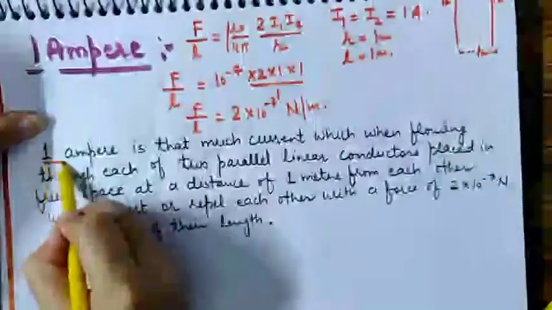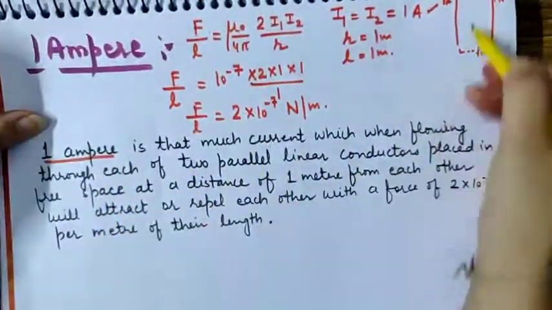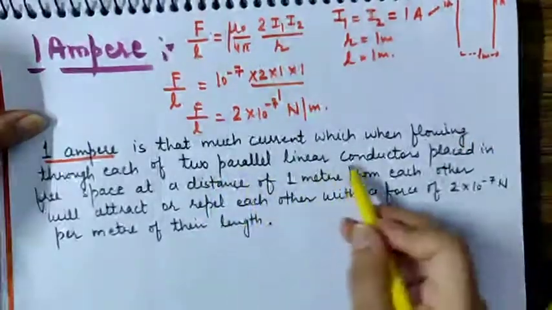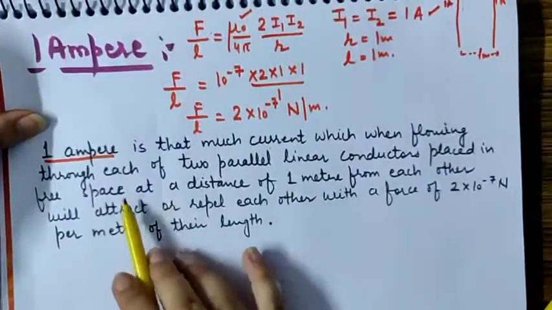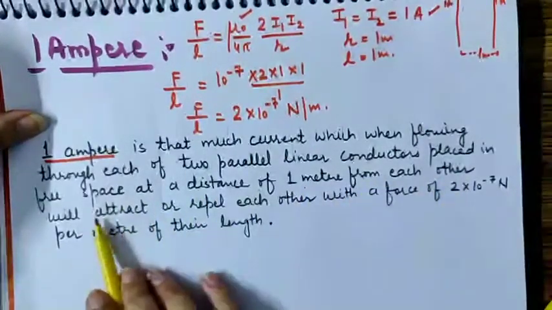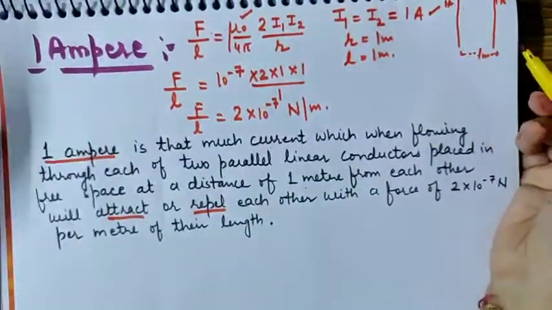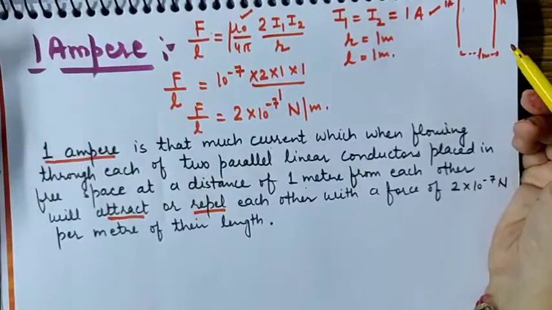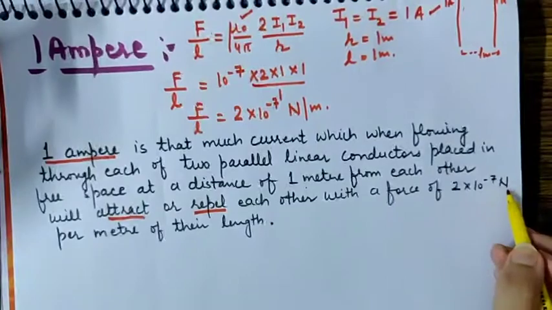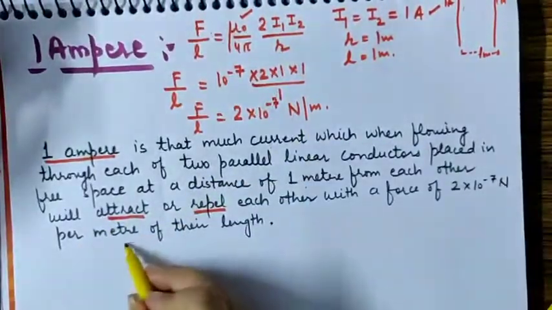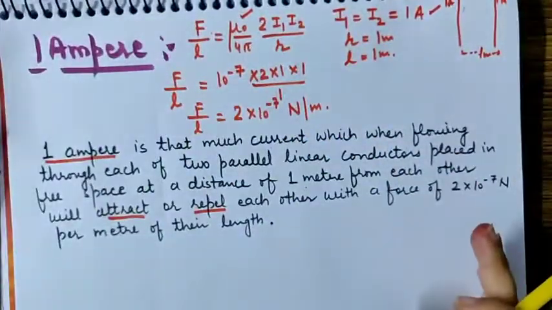Then defining 1 ampere: 1 ampere is that much current which, when flowing through each of the two parallel wires placed in free space, because we have taken mu naught, at a distance of 1 meter from each other, will attract or repel. Obviously, if the current is flowing in the same direction, they will attract. If flowing in the opposite direction, they will repel, with a force of 2 into 10 to the power minus 7 Newton. You can also write per meter, or you can say that the length of the wire is equal to 1 meter. You can use either of the terms.